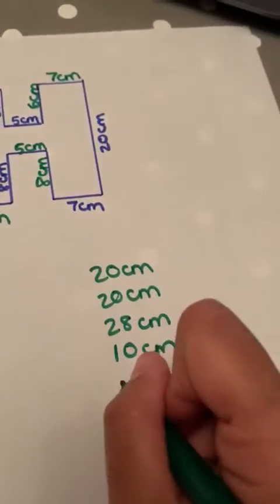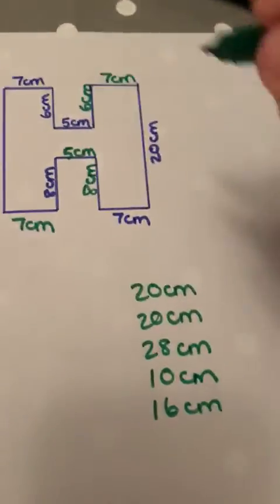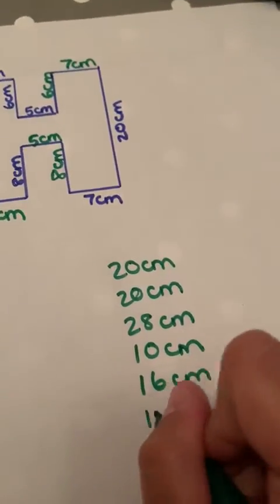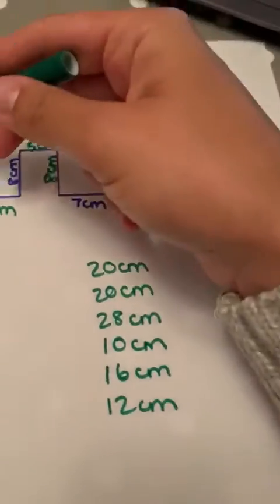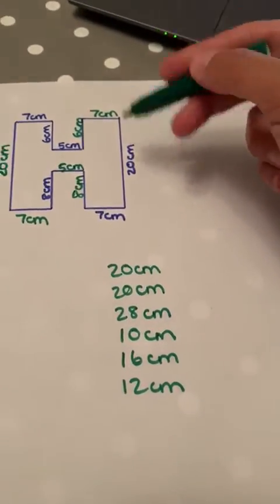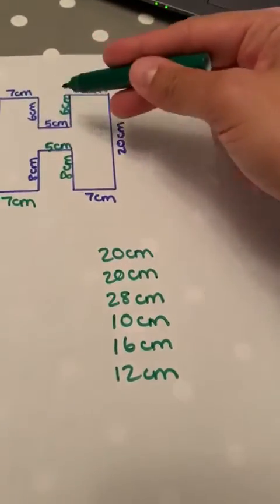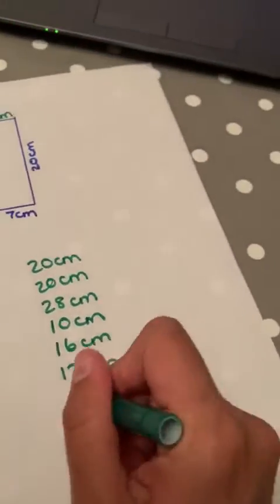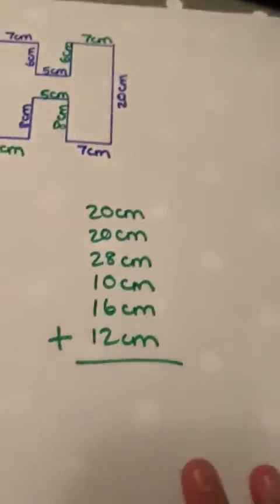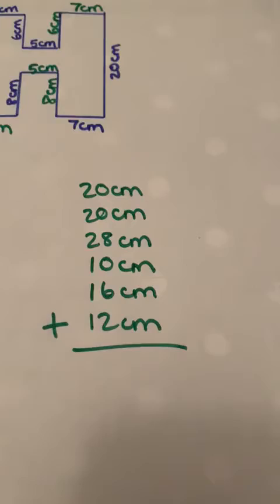So I've got 2 8s, which are 16, and I have 2 6s, which are 12. So I've done my 20s, I've done my 7s, I've done my 2 6s, I've done my 2 8s, I've done my 2 5s. So we're going to add that all together. Pause the video and have a go at working that out.